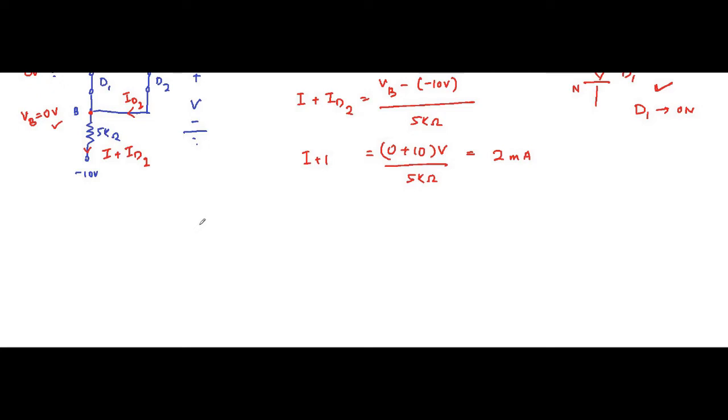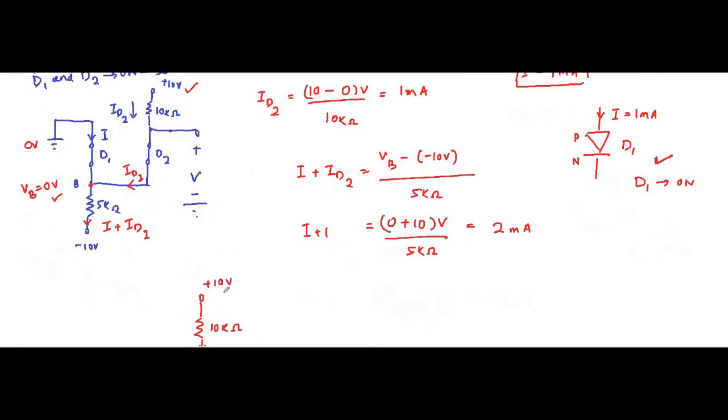It is connected to plus 10 volt. We have a 10 kilo ohm resistor connected, and we have to find V from this point to ground. Like this, here it is short circuited. ID2 is equal to 1 milliampere.